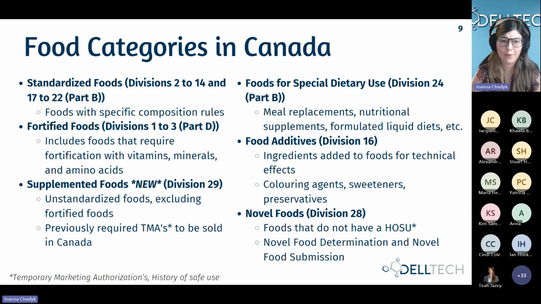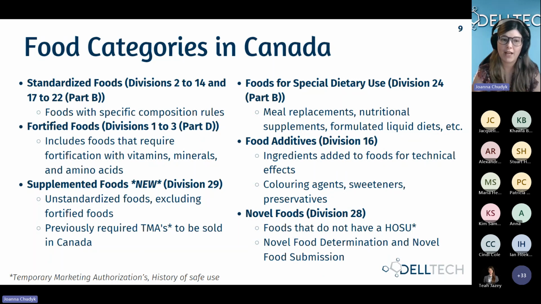So the next category I wanted to mention was food additives. These are different than regular food ingredients because they have a technical effect on your food product. This includes your coloring agents, sweeteners, preservatives, anti-caking agents, and you can find all of the acceptable food additives in Canada on their website, and the list is called Lists of Permitted Food Additives.